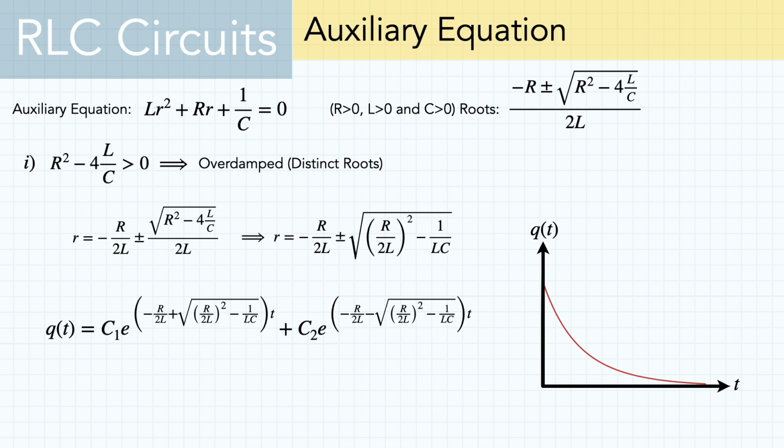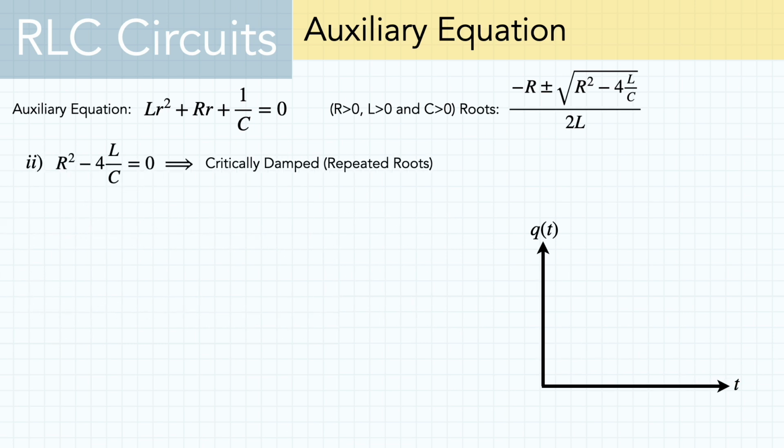In our second scenario, we have repeated roots, which means that somehow this factor of resistance is the exact same as the factor of 4 times L over C. So the two roots that we obtain are going to be negative R over 2L. This is a critically damped system, which just means that it's in some sort of equilibrium, in some sort of balance, that the oscillation is going to occur and it is slowly going to get dampened as well.